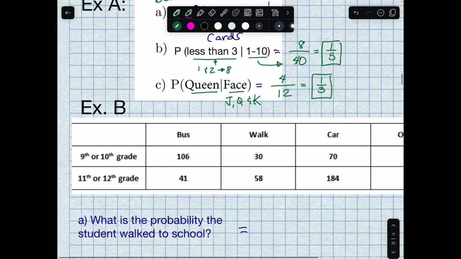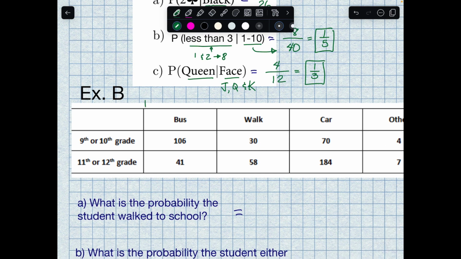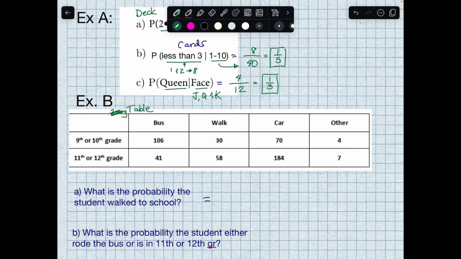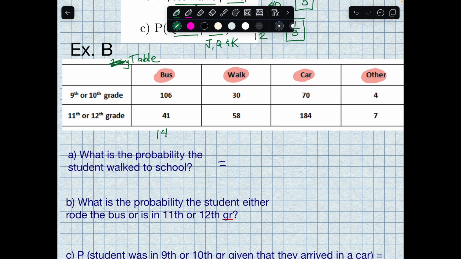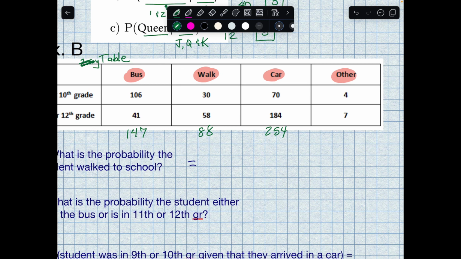Let's look at a different way of doing this problem. This is called a table. Some people refer to this as a two-way table. I don't think it's necessary to remember that. We have categories, 9th and 10th grade, and then different ways of kids getting to school. We have bus, walking, cars, and other. All right, the important thing to know here is what are our totals in each category. For example, how many total kids ride the bus? 147. 88 walk, and 254 travel in a car. And then there's 11 kids that do some other mode of transport.